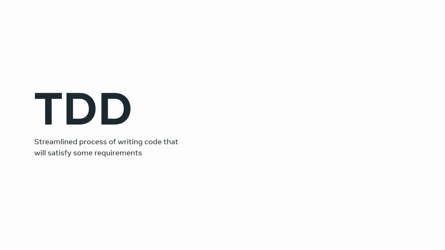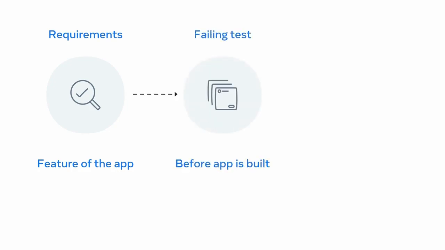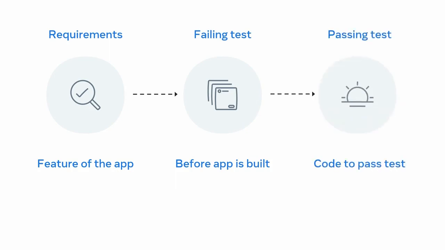Let me explain. Test-driven development, or TDD for short, is a streamlined process of writing code that will satisfy some requirements. Let's unpack this process a bit. On a high level, a software development team's work consists of the following: receiving requirements which will become a feature of the app that's being developed, writing a failing test for the to-build feature before it gets built, making this failing test pass by coding that given feature.